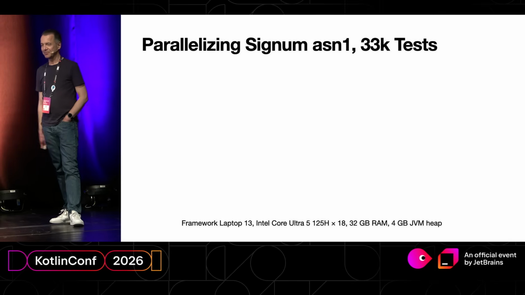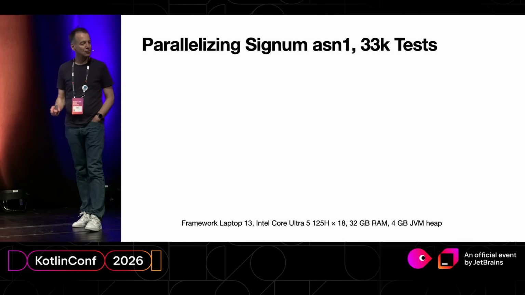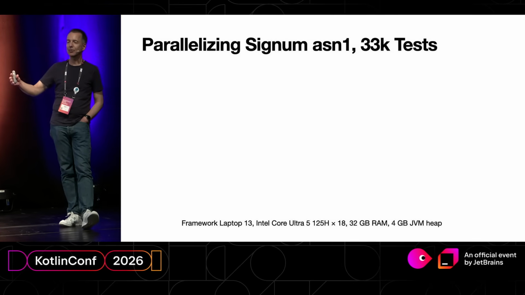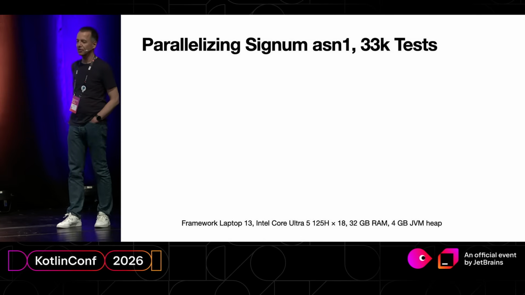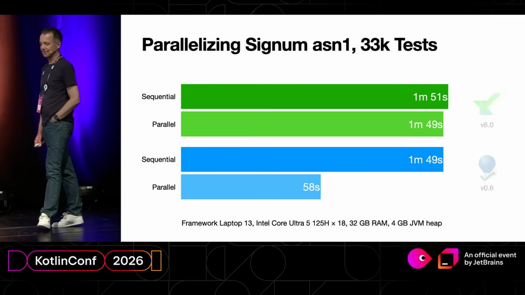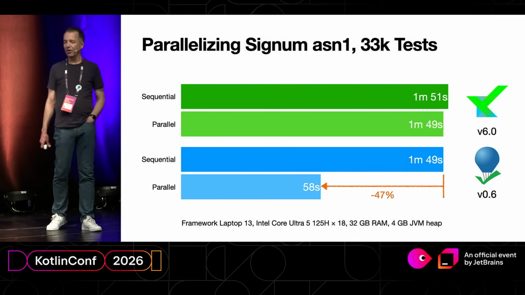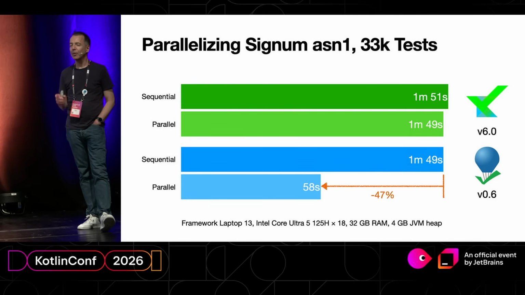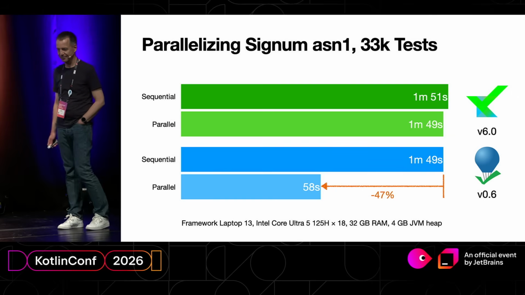So I tried. I was using a part of Signum, the AS1 suite, and due to the different compacting levels Bernd mentioned, I had the option of separating those into 33K tests or another number. So starting with 33K tests, it looked like this. Sequentially, both test frameworks are about the same speed, right? Nothing much changes. But when parallelizing tests, there was almost no difference with Kotest and half the time with TestBalloon.